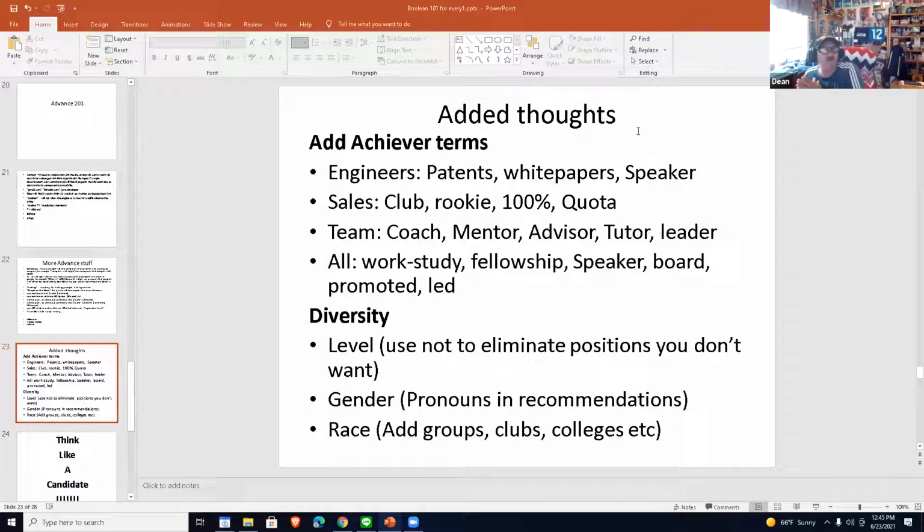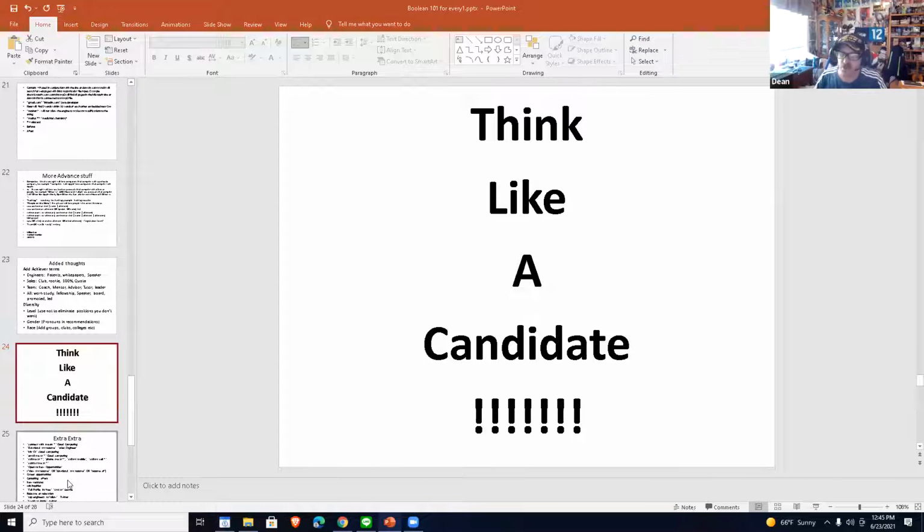Some thoughts for you. First thing, before I even get into this, is very important. When you write your string, do not think like a recruiter. Whatever you do, do not think like a recruiter. If you think like a recruiter, you're going to fail. Think like a candidate.